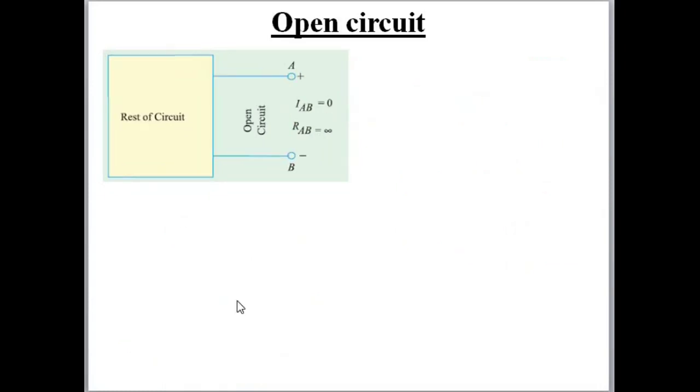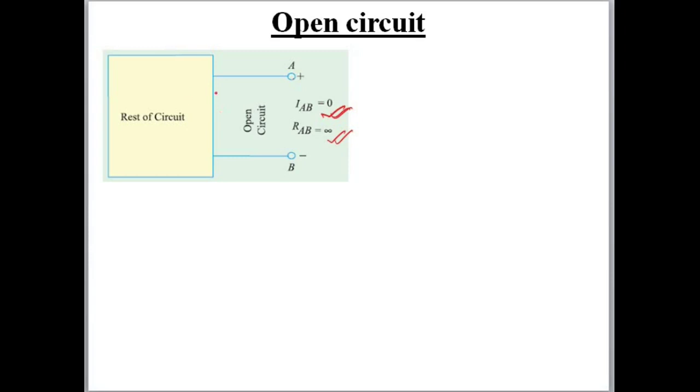Next we will see open circuit. What will happen if a circuit is open? Then current will be 0. Current will not flow through this path. Current needs a path. If there is no wire, then how will the current flow? Current cannot flow, so current will be 0. Resistance will be infinite. Why? Because it is open, there won't be any wire. If any wire is there, then only it will have some resistance. If there is no wire, then current will not flow and resistance will be infinite, very high.